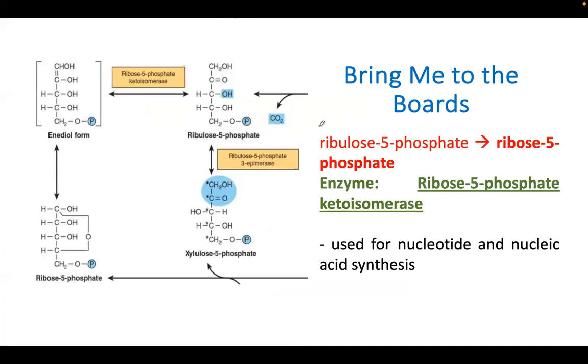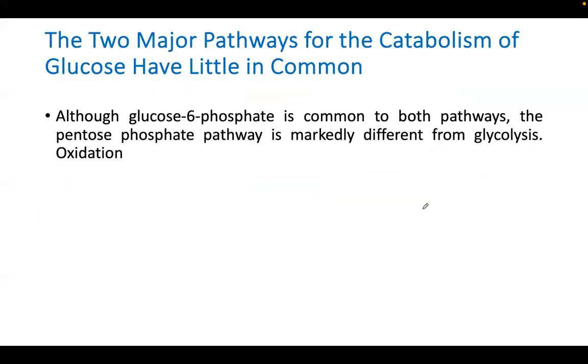Now, bring this with you to the board exams. Ribulose 5-phosphate is converted to ribose 5-phosphate by what enzyme? It is ribose 5-phosphate ketoisomerase. Why is this important? Because it is ribose 5-phosphate that is used for nucleic acid synthesis. So bring this with you to the board exams. Now I also want you to bring this to the board exam.